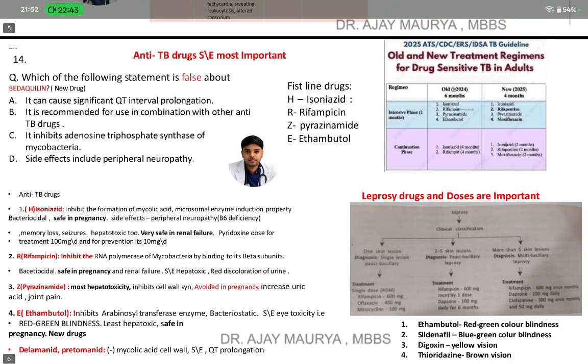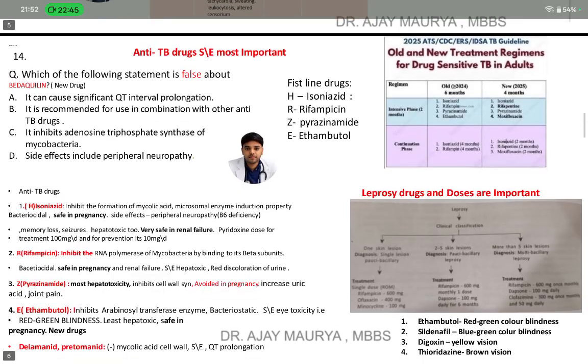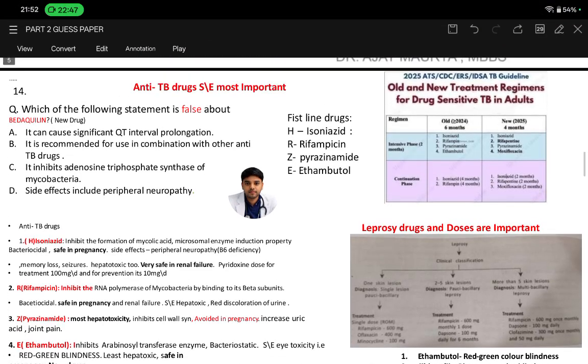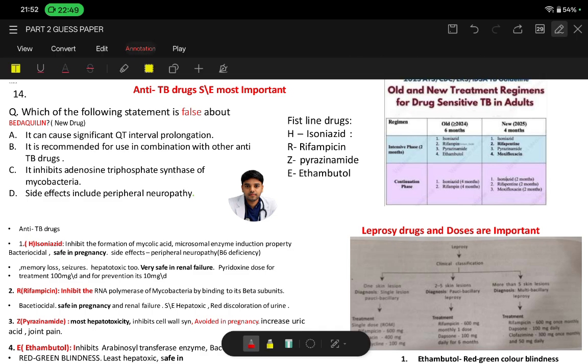Next one, from TB, you have to know about this one. Which of the following is false about bedaquiline? Tell me. Bedaquiline, false about that one. So bedaquiline, tell me, side effect includes peripheral neuropathy? No. That side effect is of isoniazid. Okay, got it? So this is the wrong answer.